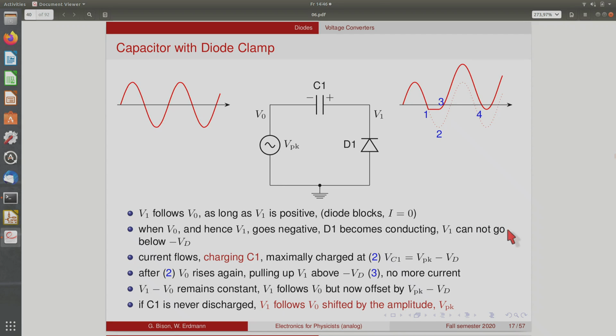Okay, and then you turn this around. That's when the AC voltage goes positive again. The diode stops conducting.